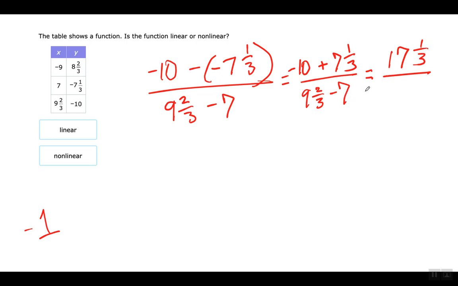On the bottom, 9 and 2/3 minus 7 is going to give you 2 and 2/3. Obviously, there's no way this is going to give you negative 1 or any sort of 1 because they're two completely different numbers on the top and on the bottom. All right. I'm just double checking my numbers to make sure I didn't make a mistake. Negative 10 minus negative 7 and 1/3. 9 and 2/3 minus 7. No, I did it right. So, yeah, this is nonlinear.